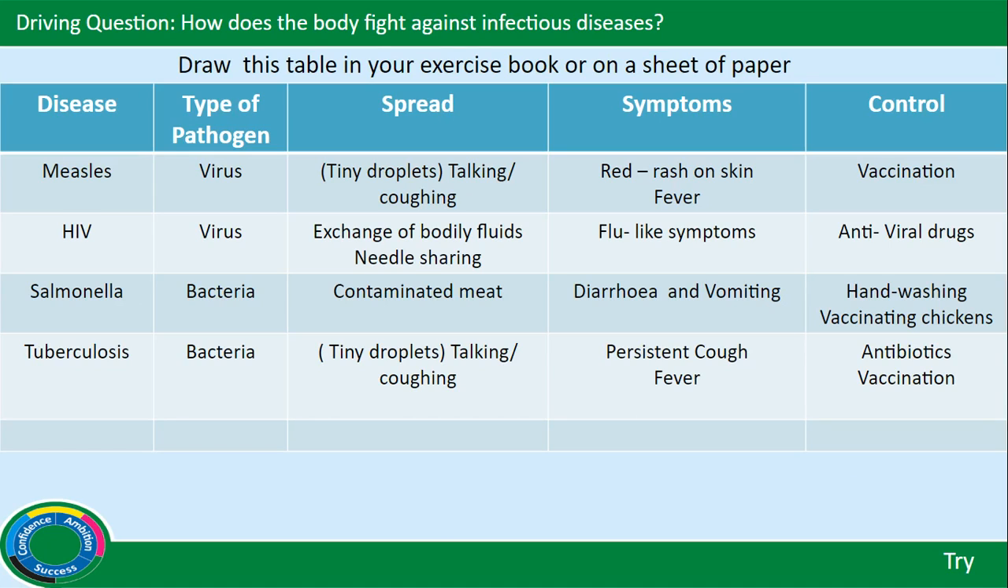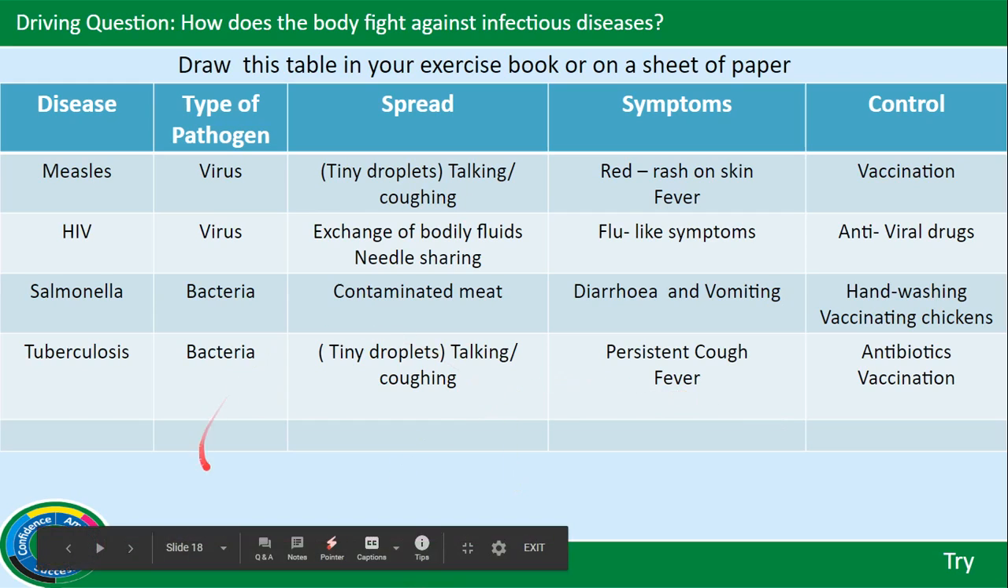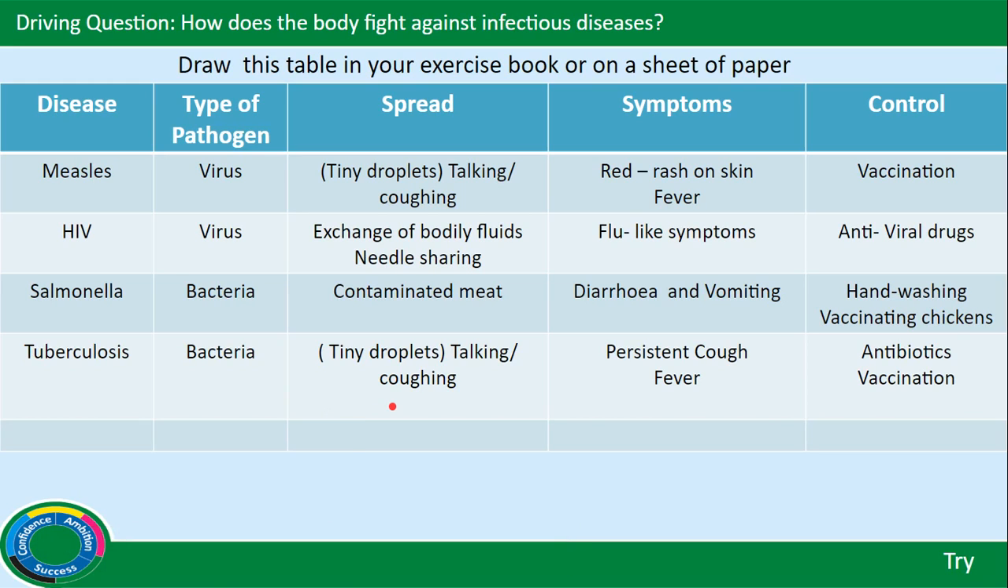So you can pause the video to check your answers for tuberculosis. You should have that the disease tuberculosis is caused by bacteria. It's spread by tiny droplets, for example, talking and coughing. Symptoms are a persistent cough or fever, and the control is antibiotics and vaccination. And just remember that antibiotics can only treat bacterial diseases or infections.